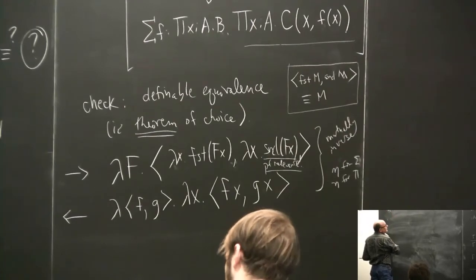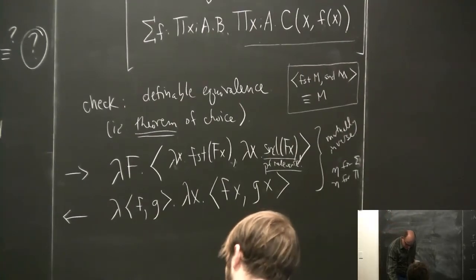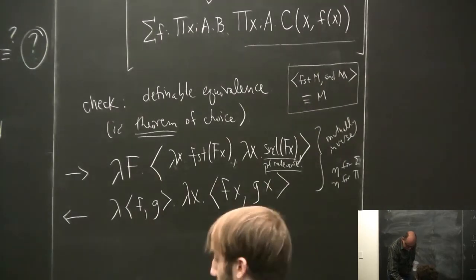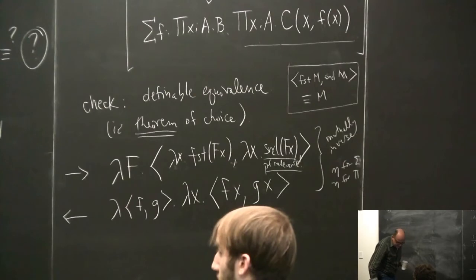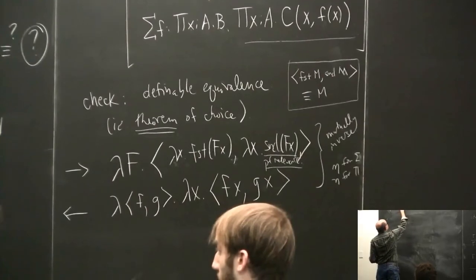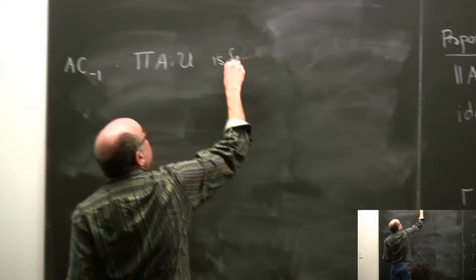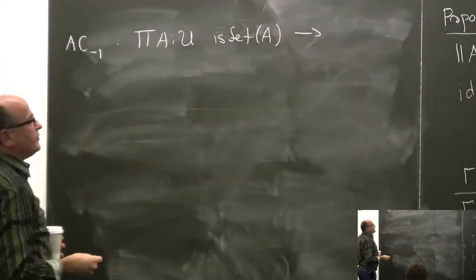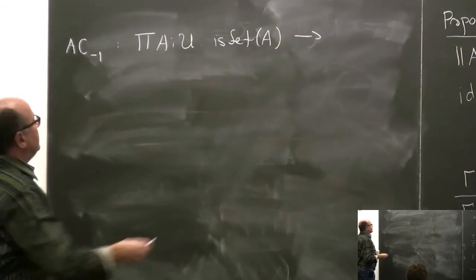Now I have to be careful how I write this down. The thing that I need most is, let me just check my notation. That's what I just did. Right, so I need the following thing. It gets a little heavy, but we do this. So we have A and U, such that A is a set. What I'm going to try to do is say it as close as possible to the axiom of choice with which you're familiar.